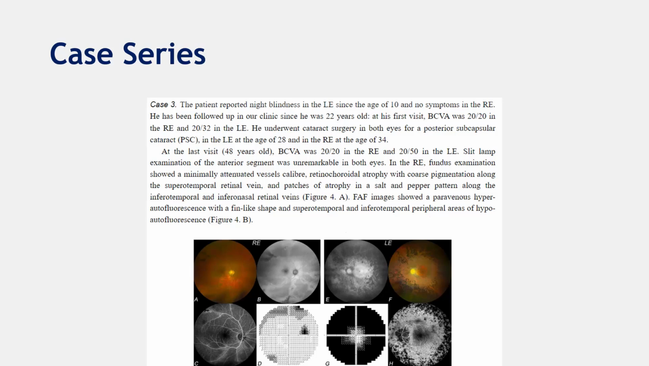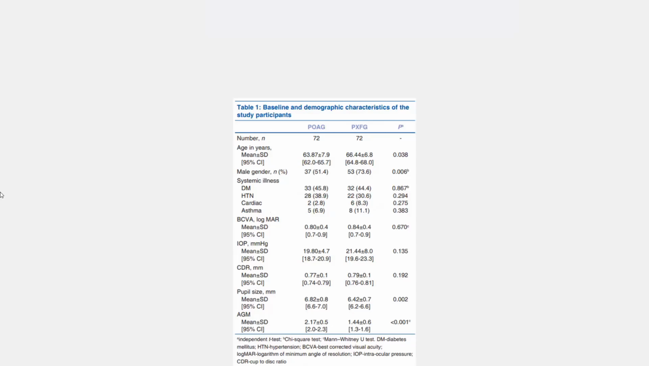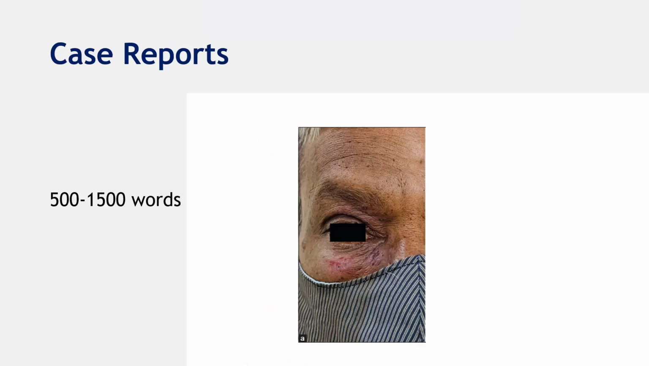So what is the average visual acuity? How many people presented? How many people who presented were males? If we have to give all that information, what is their average age? What is the proportion of males? How many had systemic illness? When we pull all their information together and analyze it statistically, it becomes a cohort study. So this is the difference between a case series and a cohort study.